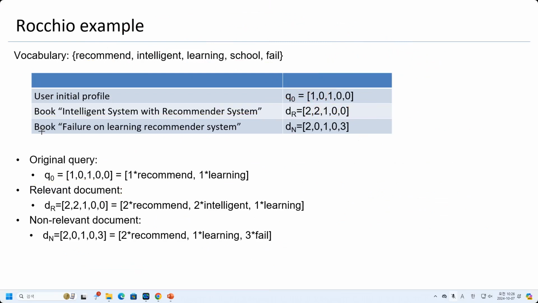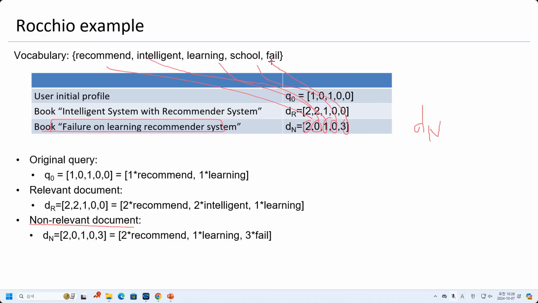Now I have another book. So DN means the non-relevant document. The book title is Failure on Learning Recommender System. And this book has also another keyword. The keyword is recommend. There are 2 recommend, 0 intelligent, 1 learning, 0 school, and there are 3 words of fill.